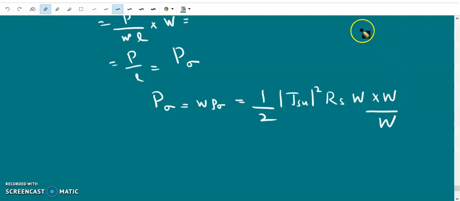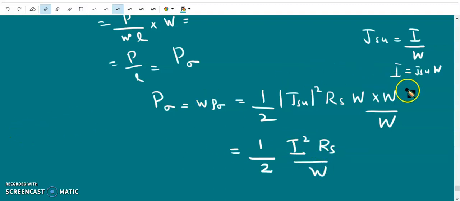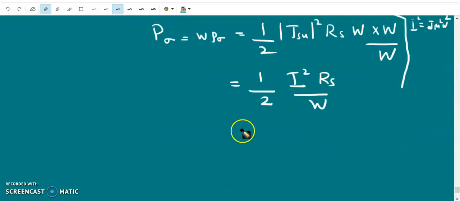And we know that Js is the current per unit length perpendicular to the flow of current, and therefore I is equal to Js into W. So Js squared W squared is equal to I squared. So half into I squared Rs by W, where I is equal to Js into W and I squared is equal to Js squared into W squared. So this is the ohmic power dissipated in the unit length of the plate.